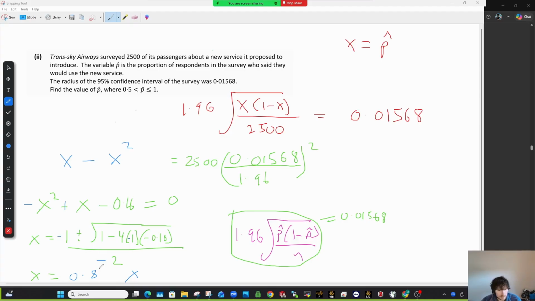or x is 0.2. Okay, so there are two reasonable p hats, and it says p hat is supposed to be between this and this, so then that will be the winning p hat there. Okay, because x is p hat, so then p hat for this question is 0.8.